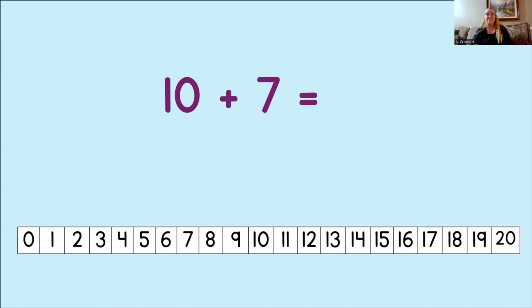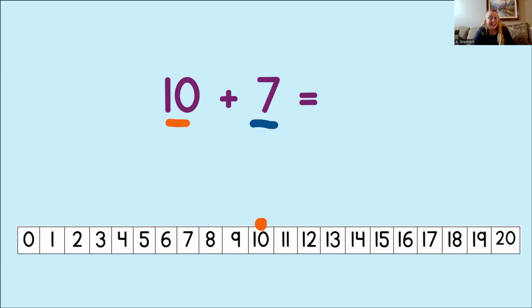Let's do another one. Okay, what do we do first? Yes, look at the equation and find the greater number. Which one of those two is greater? Yes, it's the number 10. So now we need to mark the number line right at the number 10. Then, you got it, find the next addend and count on to add. Let's do that now. We need to count on 7.